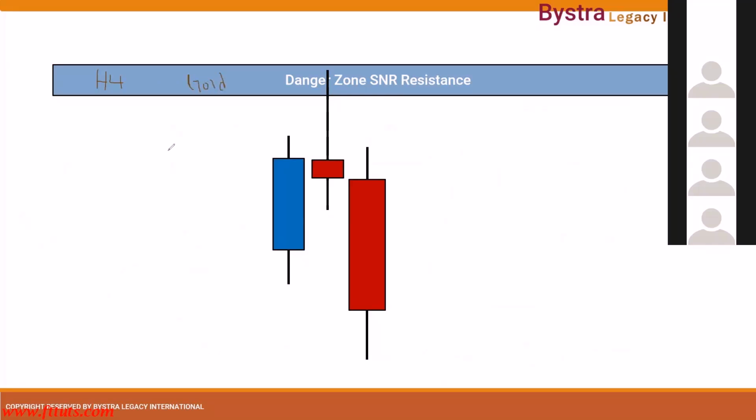First of all, like I said, once price comes into the danger zone SNR H4, it doesn't matter which broker, whether it's A broker, B broker, C broker, all have a different H4 candlestick, you must always wait for confirmation of rejection. Okay, confirmation of rejection. All right.